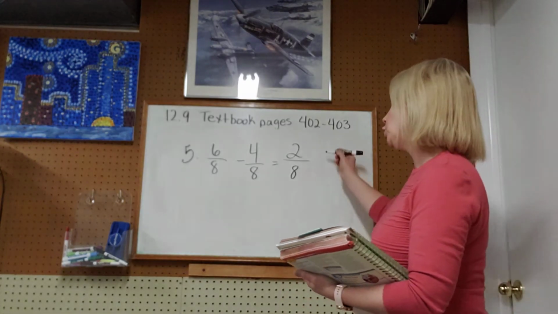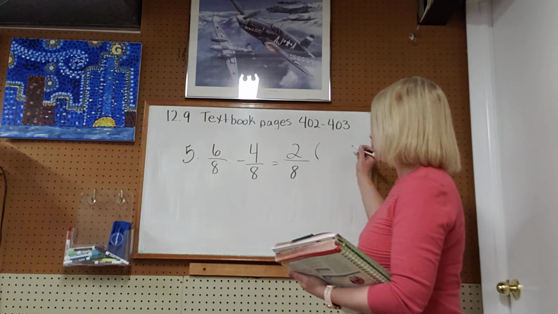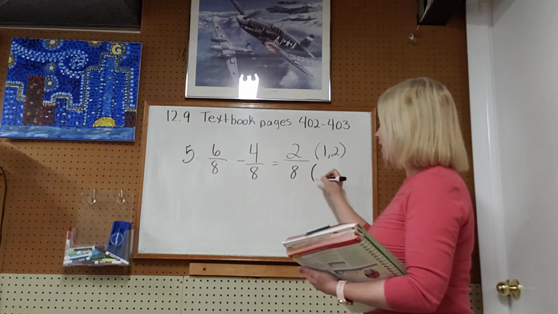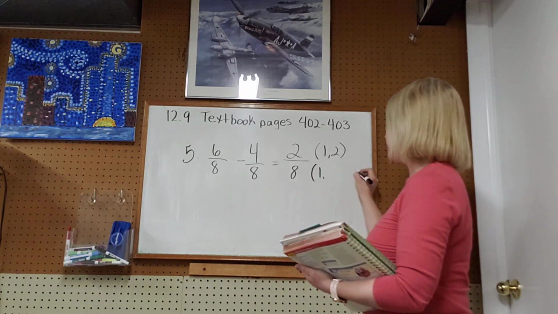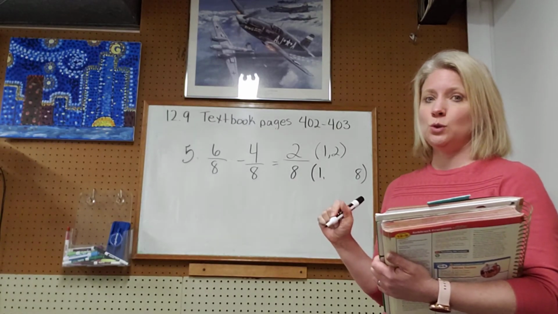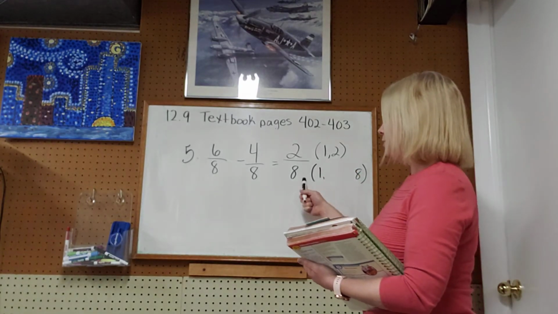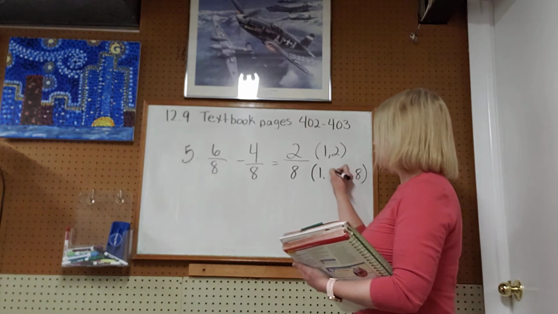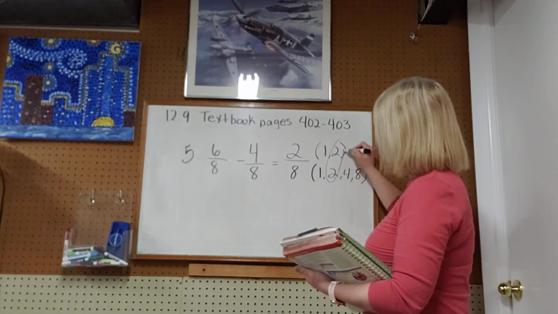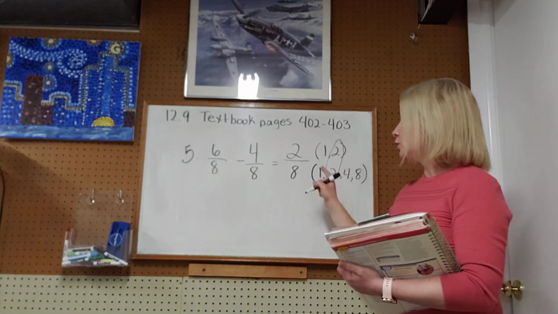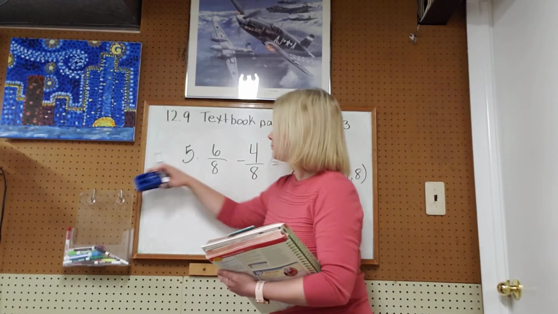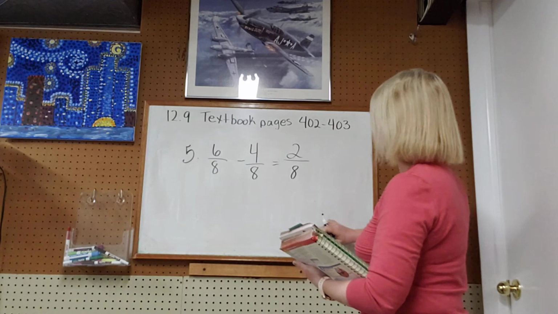What can we multiply to get 2? 1 and 2. And what can we multiply to get 8? Well, 1 and 8 for sure. 1 and the number itself are always two of the factors that you can get right away. But you can also multiply 2 and 4 to get 8. And look, the 2's match. So you can divide 2/8 by 2 to find the simplest form.